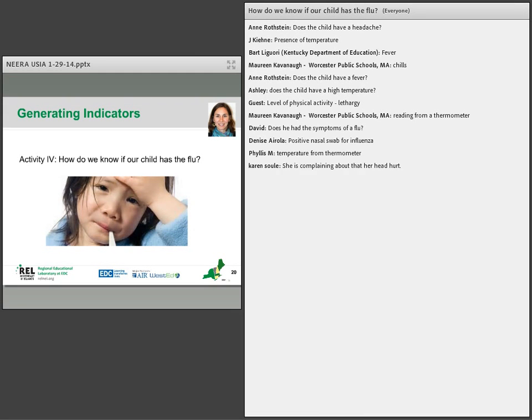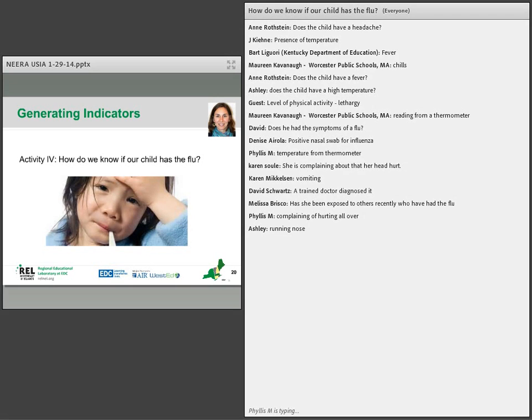What are the symptoms of the flu? Yes, the question is, what would those symptoms be? What would be the evidence of the flu? A positive nasal swab for influenza would be a very useful tool. I know that when I'm at home at midnight with my kid, I don't have that, but I could get that. Again, the temperature from the thermometer. Is she complaining? Is there evidence from her that her head hurts? Is she vomiting? We go to a trained technician to tell us whether or not she has the flu. We think about her exposure. Has she been exposed to others? Does she have a runny nose? So you think about the wide range of tools at our disposal, from our own observations, to make the assessment that our child has the flu. There are a wide range of potential pieces of evidence that we might employ to assess whether or not our child has the flu.